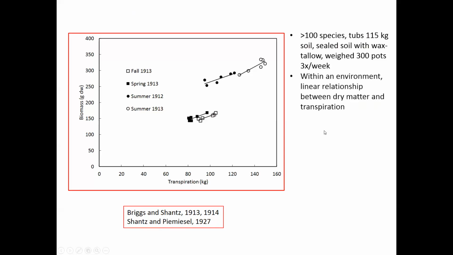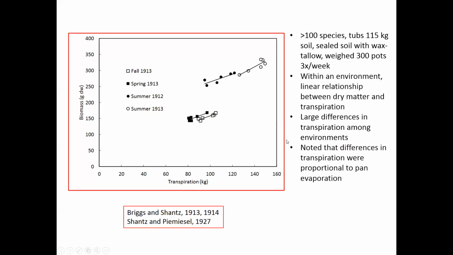Within an environment, like I said, they found a linear relationship between dry matter and transpiration. They saw large differences in transpiration among environments, as we can see here. And they noted that differences in transpiration were proportional to pan evaporation. They also noted that there was a greater slope for tropical grasses than wheat. So the slope of this line here would actually represent water use efficiency. And what they were seeing was what we now know is differences between C3 and C4 species.